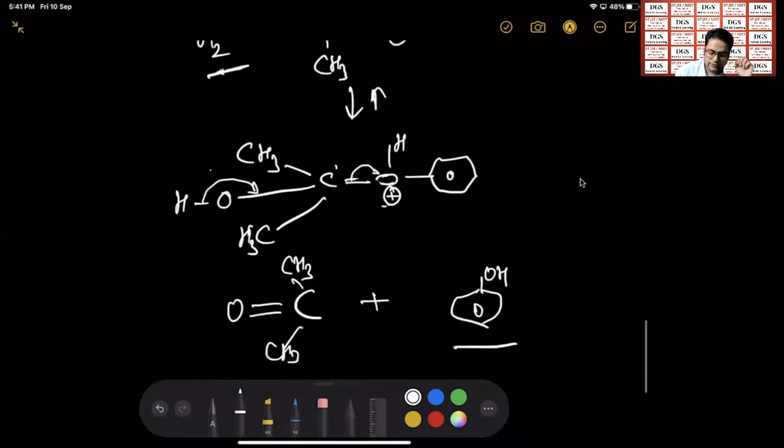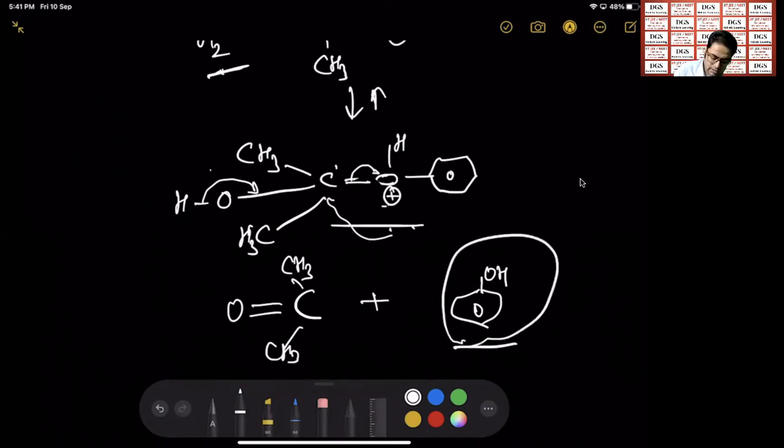We'll get again the H plus. Oxygen is not ready to accept the positive charge. It will donate its positive charge to this carbon and get disconnected from the whole structure. We'll get phenol out of it. As this carbon acquires a positive charge, oxygen will break this bond from hydrogen and form a double bond with this carbon. You will get acetone as well as phenol. So this is the whole scenario of the formation of phenol from cumene. This is the cumene process. I hope you have an idea of the cumene process in this reaction.